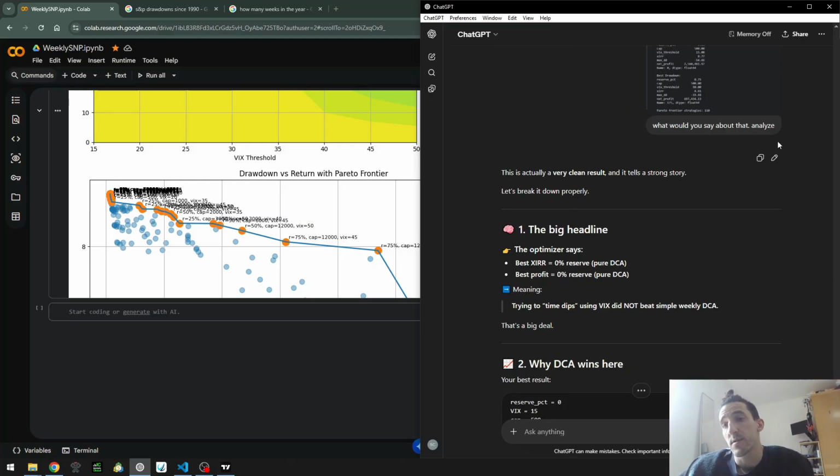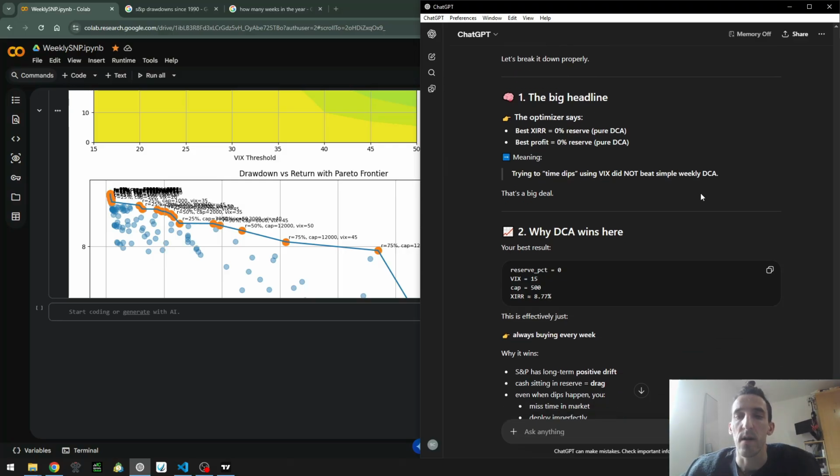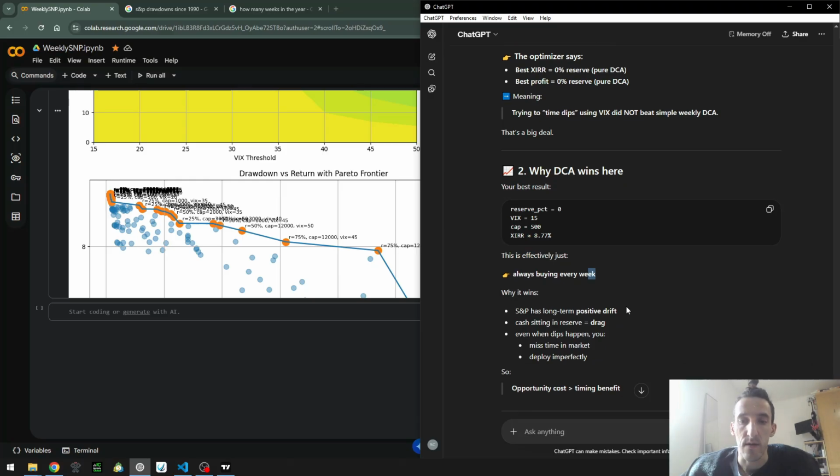Yeah, so ChatGPT's analysis is this is actually a very clean result and it tells a strong story. Let's break it down properly. The big headline: the optimizer says best XIRR is 0% reserve, pure DCA, best profit is 0% reserve, pure DCA, meaning trying to time dips using VIX did not beat simple weekly DCA. That's a big deal. Why DCA wins here? Your best result is this. This is effectively just always buying every week.